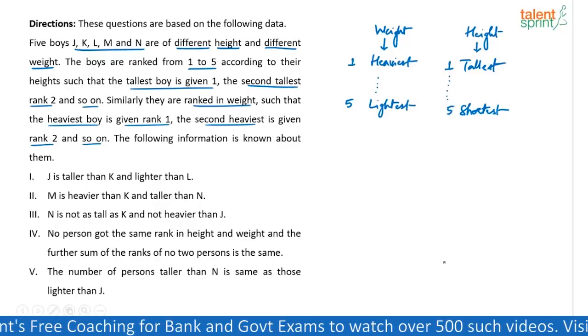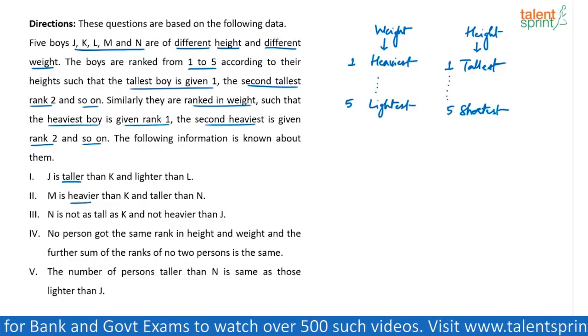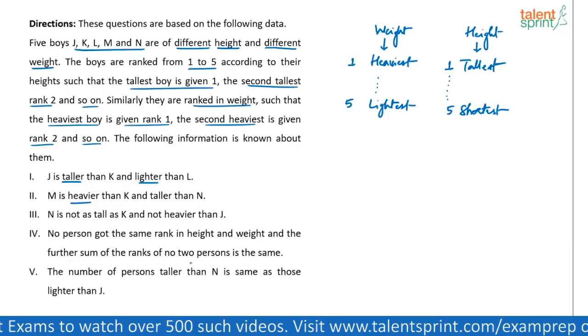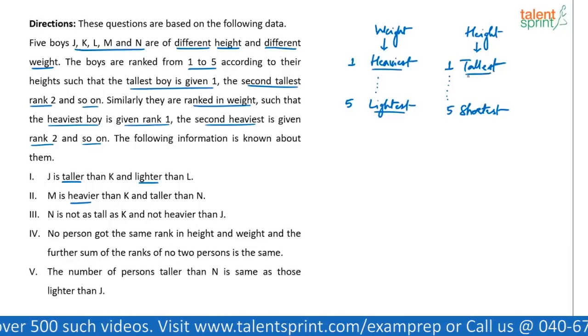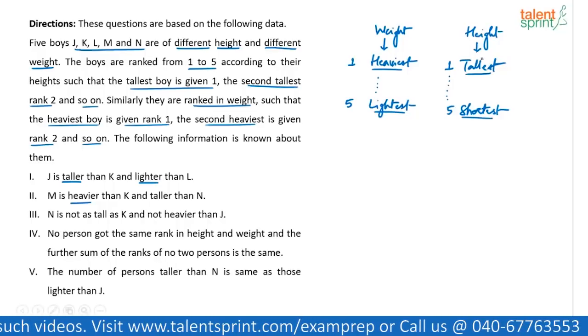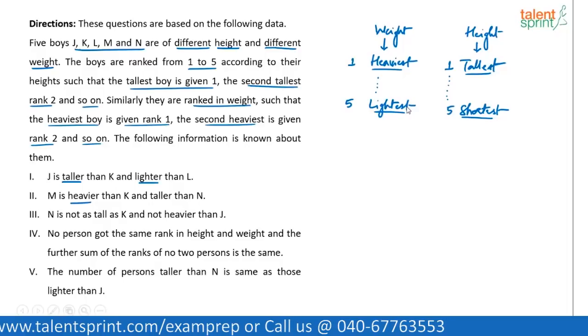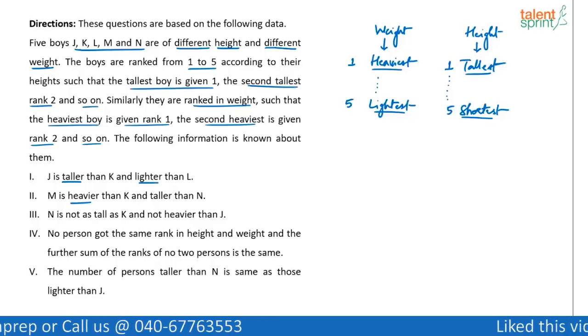So remember, the terminology here is important, because all the statements will use these words: taller, heavier, lighter, shorter, and so on. So you got to understand, heavier and lighter refer to the weight, tall and short refer to height. And heaviest and tallest guys will get rank 1, lightest and shortest guys will get rank 5. And in between there will be ranks 2, 3, 4. Now, we have to arrange them based on their heights and weights.